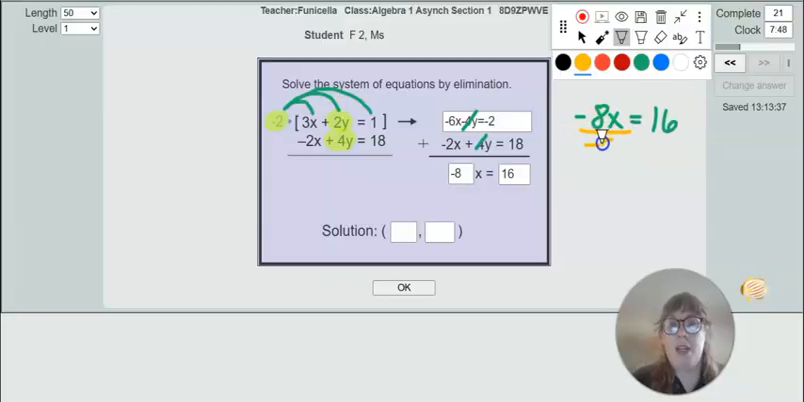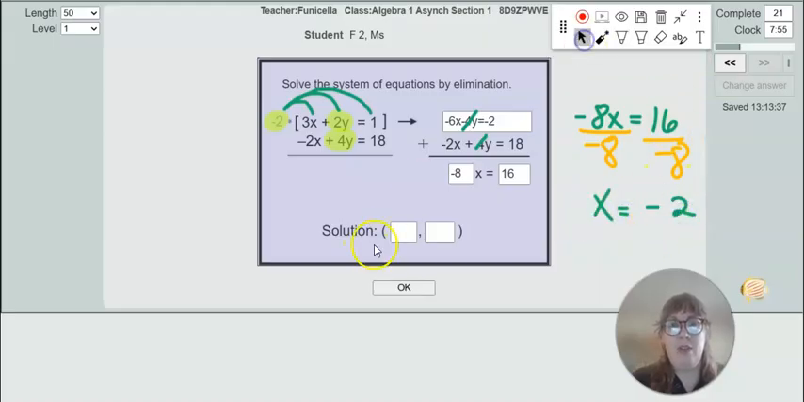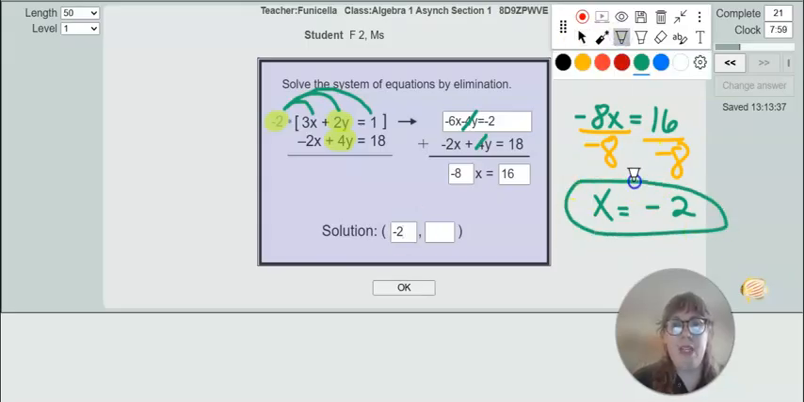Inverse operation here, we're going to divide both by negative 8. And then we get 1x equals negative 2. So our x coordinate is negative 2. Now take this x coordinate and plug it in to either equation. I'll pick the top one, but either one will work because this is where the lines are intersecting.